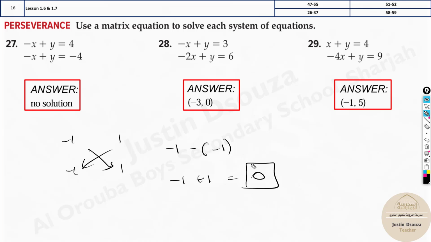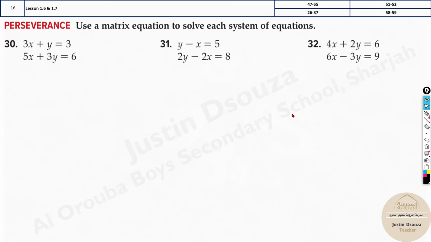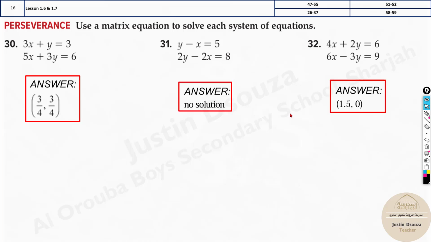So whenever the determinant value is 0, it becomes undefined when you solve, because you have divided one determinant by the determinant of this, right? This is 0. When you divide anything by 0, it's undefined. So therefore, you need to remember, whenever you have a determinant of 0, there is no solution. You can't solve it. All these problems do not have a determinant of 0, so you can solve the answer. So these are the answers.